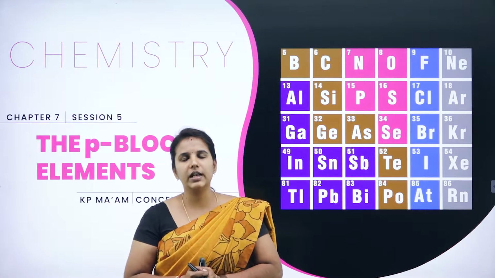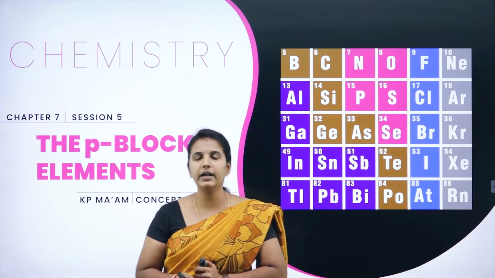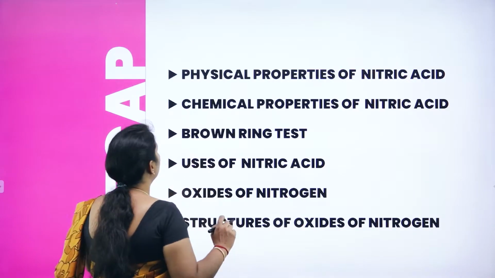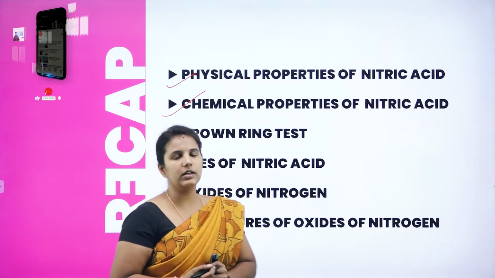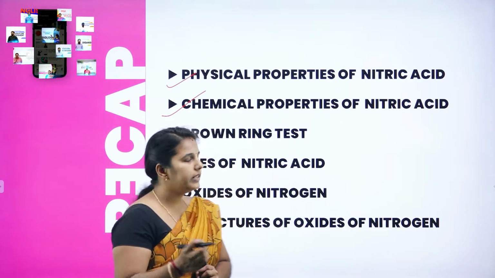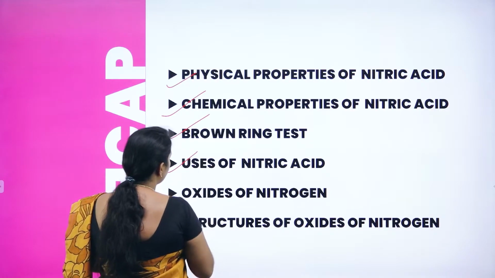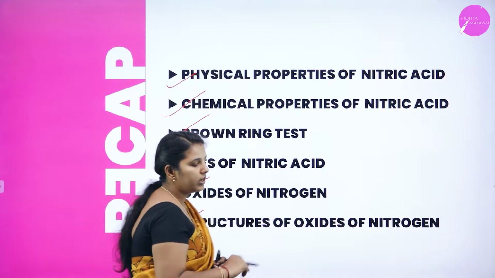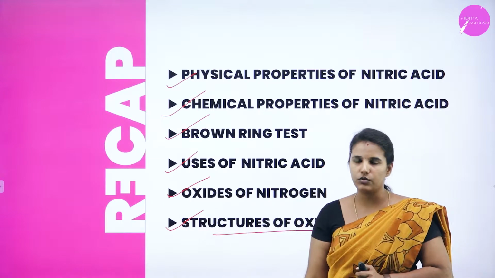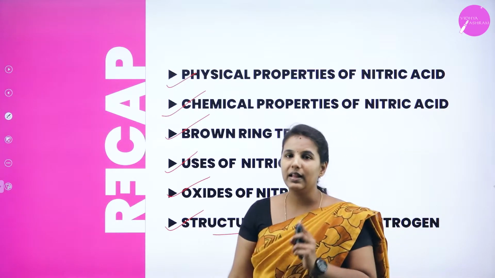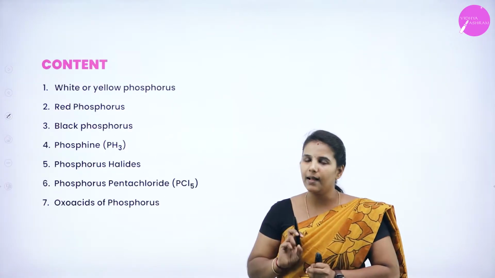My dear students, in our last discussion, we were dealing with a unit called P block elements. Under that, we have deeply discussed the physical and chemical properties of nitric acid, which is a compound of nitrogen. In addition to that, we also discussed the brown ring test, uses of nitrogen and oxoacids of nitrogen, and also we have learned about the structure of the oxoacid of nitrogen, that is nitric acid. Today, let us move on to the next topic of this unit by understanding phosphorus.